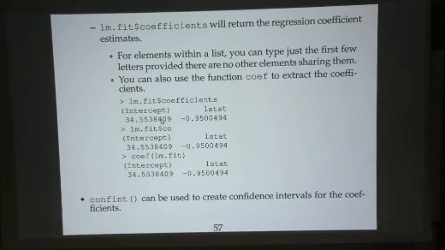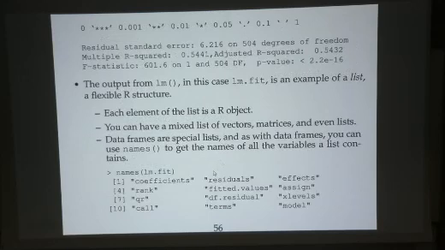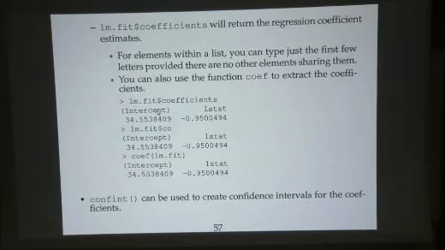There are many ways to access the coefficients. You can just write lm.fit$coefficients, and that gives you the intercept and lstat. Similarly, if you want to access the residuals, you write lm.fit$residuals and so on, but there are a bunch of other commands that also give you the same thing. You can also use the confint function to create confidence intervals for the coefficients.